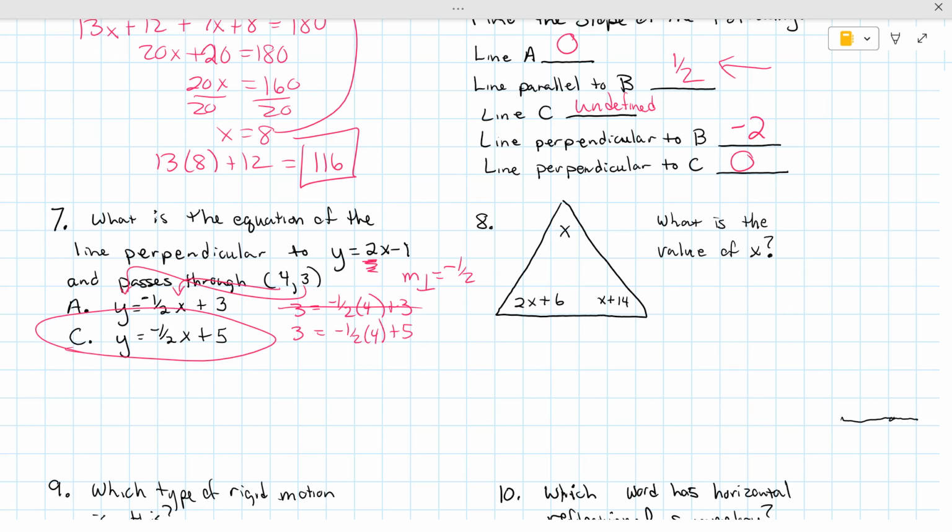A triangle has how many degrees in it? 180. So x plus 2x plus 6 plus x plus 14 should equal 180. What's 1x plus 2x plus 1x? 4x plus 20 equals 180. What do we do to solve this equation? Subtract 20. So 4x equals 160. Divide by 4. X equals 40.